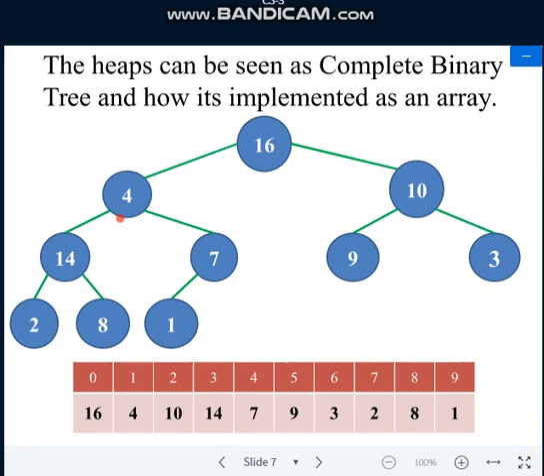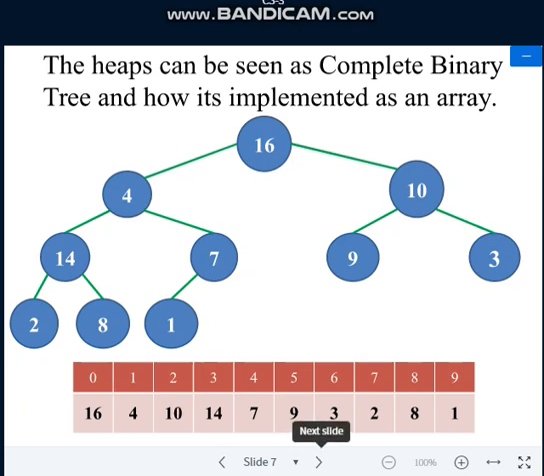Is that fine? Look at this. 7 is present at index 4, and 4 by 2 is 2. 2 minus 1 is 1. So that is the index. Is that fine? Or you can consider it as (I minus 1) by 2, that is, 4 minus 1 by 2.